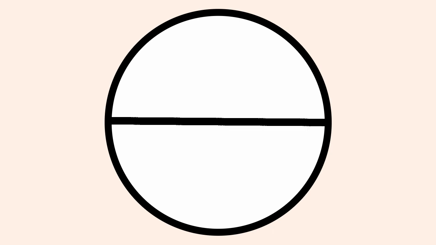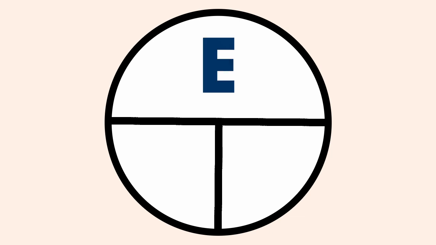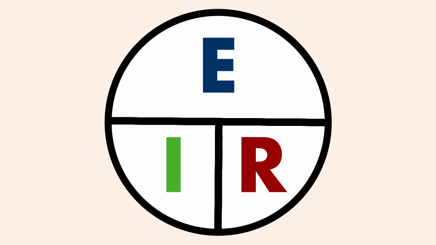So here's what you should draw. First, draw a circle, then divide it in half with a horizontal line. Next, draw a vertical line to divide the bottom half in half. Finally, write the letter E in the top half, the letter I in the left side, and the letter R in the right side. E over IR.